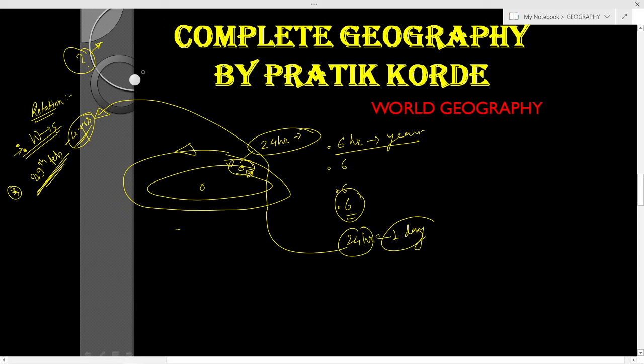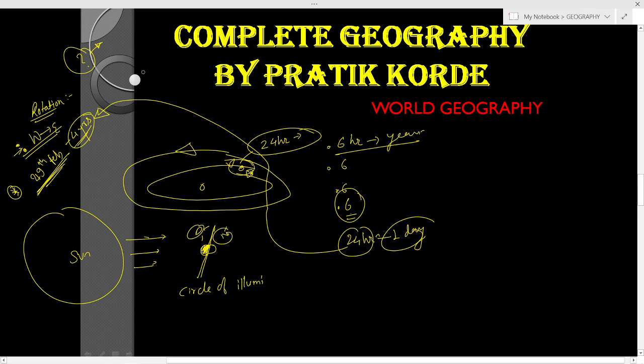Now if this is the Sun and this is our Earth, due to its rays this portion will be bright, and here will be day, here will be night. So this line which divides the Earth into day and night is called the circle of illumination.